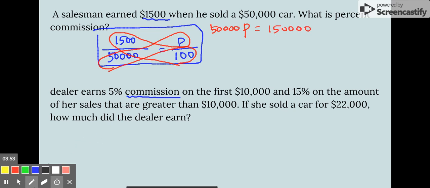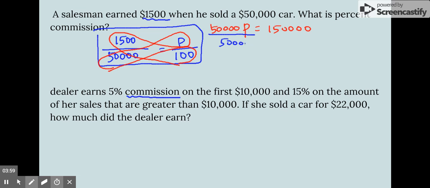All right, so now this is a one-step equation. So let's just divide by 50,000. You can divide by 10,000 and 10,000. So what is the percent going to be? 3, right? So you get 3% commission.